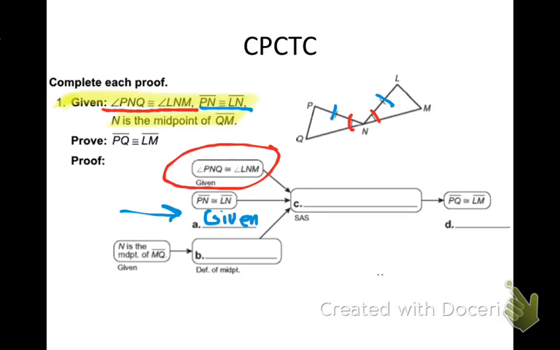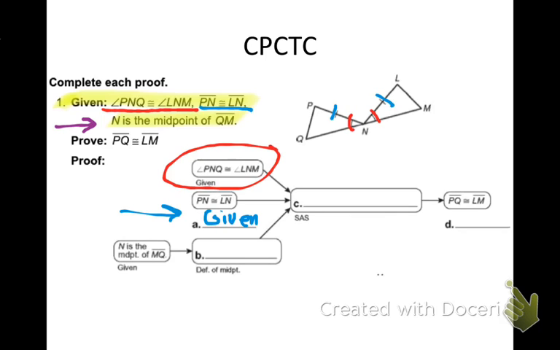Now I got to fill out something new. This says N is the midpoint of QM. N is the midpoint. What does that tell us about the triangles up there? What's that tell us about some of these side lengths? What's that midpoint mean to us?